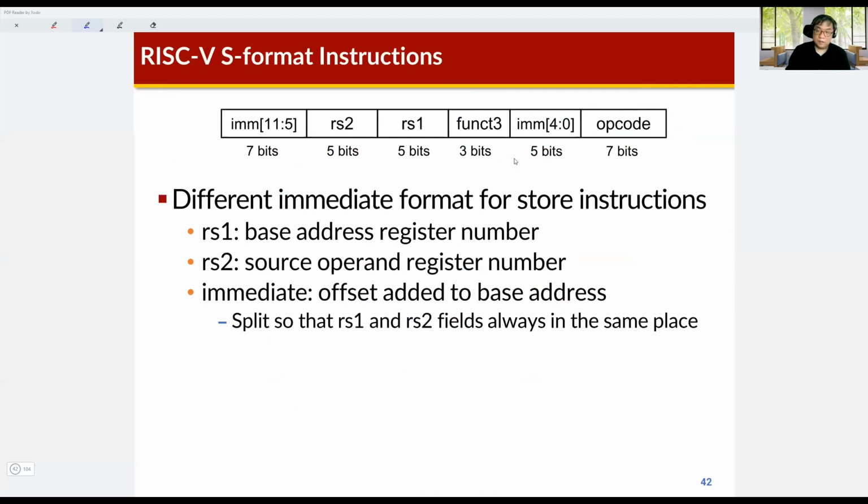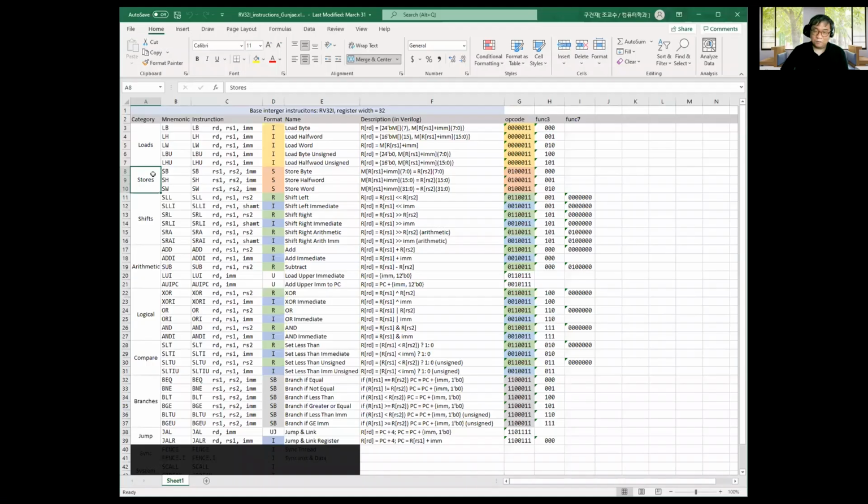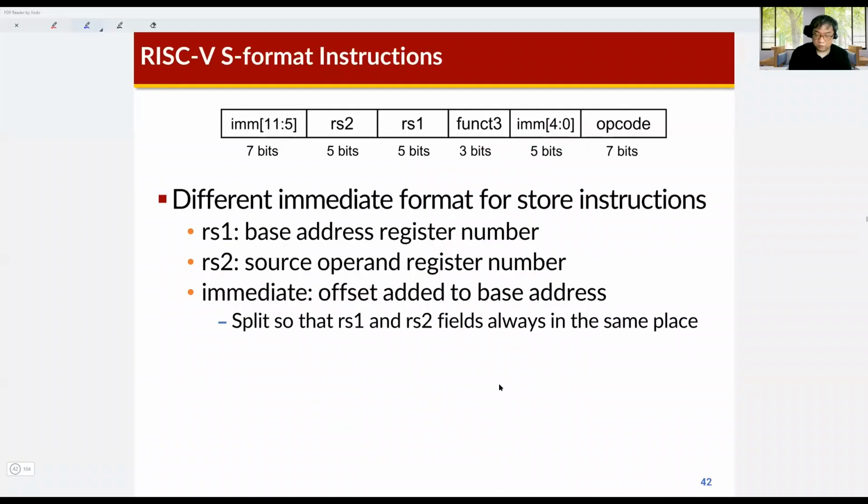And the S format. The S format means the store type instructions. If you see this Excel file, you can find there are several store instructions. Please note that these are RV32I instructions. And you can see, oh, these are S type, S format instructions. Okay, so what is different? We learned that there are two types of instructions, like the loading.